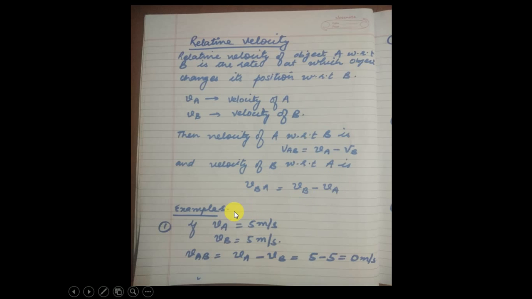Now let us discuss some examples. For example, two objects A and B have the same velocity, the same magnitude and direction. Then what is the velocity of A with respect to B? That would be VA minus VB, that is 5 minus 5, which is 0 meter per second.